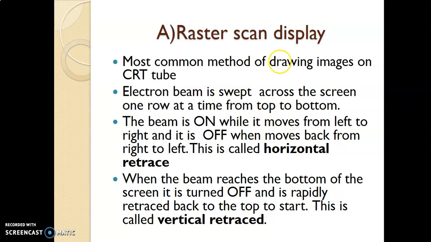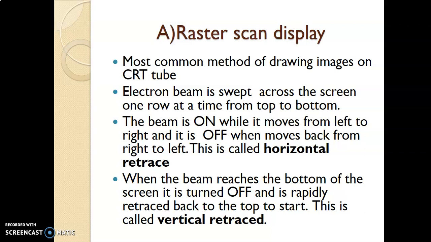The most common method of drawing images on the CRT tube is the raster scan method. The electron beam is swept across the screen one row at a time from top to bottom. The beam is on while it moves from left to right, and it is off when it moves from right to left. This is called the horizontal retrace.